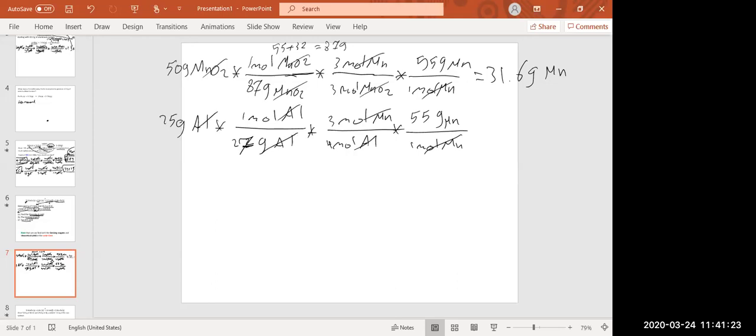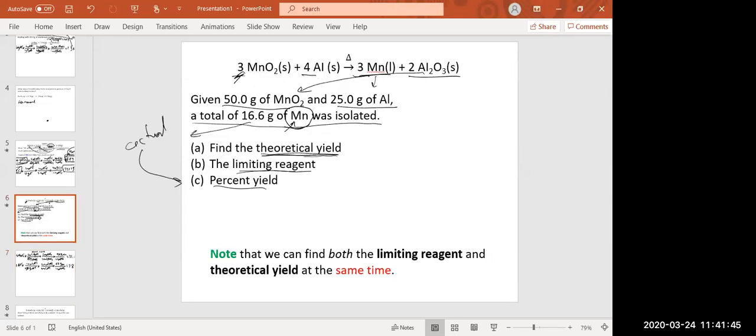Let's do the math right now. So we have 25 times 3 times 55 for this, divided by 27, divided by 4. We will get here 38.2 gram manganese. Now look here at what they asked. Which one is the theoretical yield? Which one is the limiting reactant? And they are asking for percent yield.